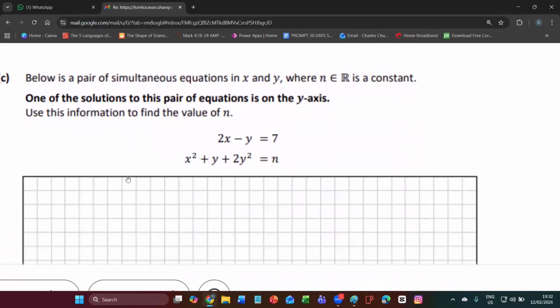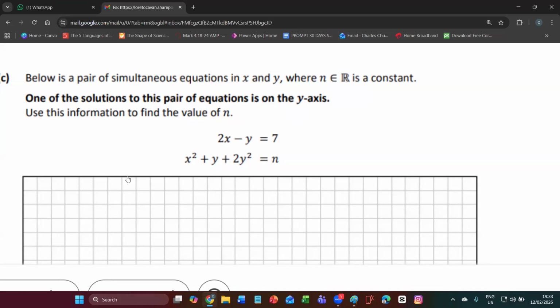Okay, so the next one says what? Below is a pair of simultaneous equations in x and y, where n is an element of the real numbers, a constant. It now says one of the solutions to this pair of equations is on the y-axis. Use this information to find the value of n.